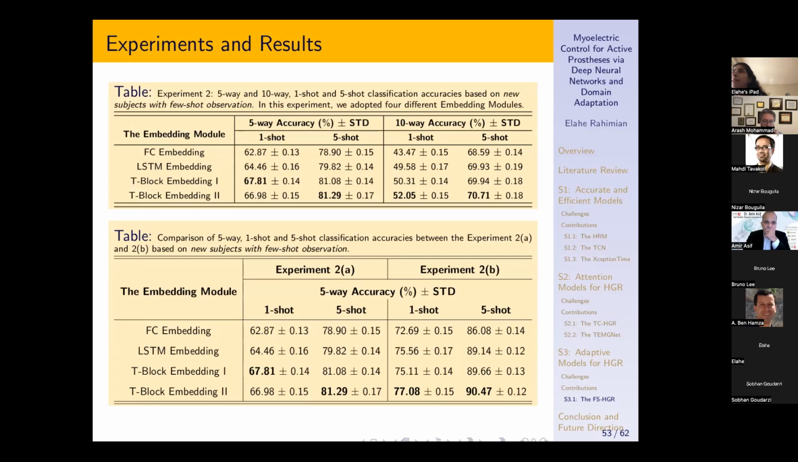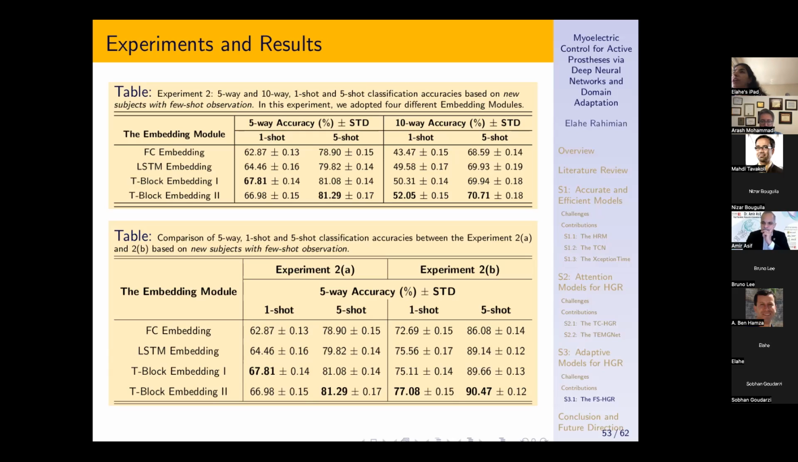And here we have the experiment when we have a new user. It means that, for example, consider that we train with 27 users, and then we want to have a new user during testing. Here we have 27 users in the training, 5 users in the validation, and 8 users in the test. So the network is observing completely unseen users during the test time.